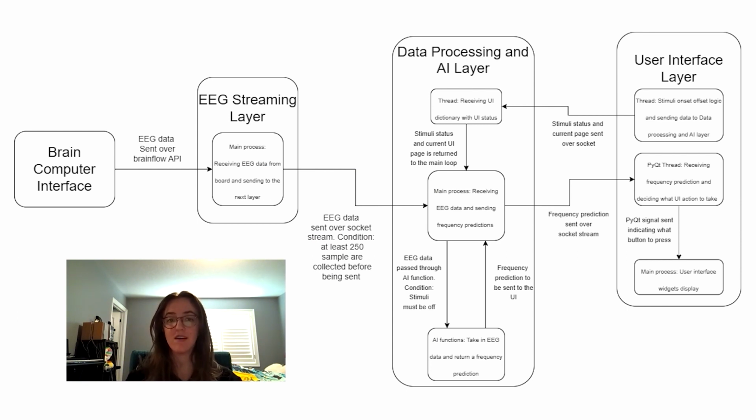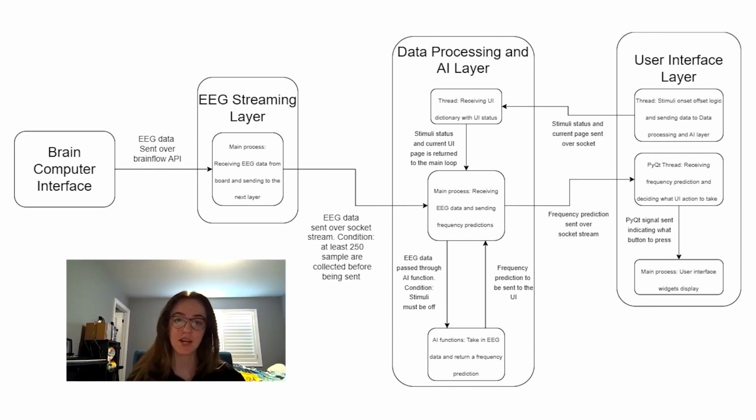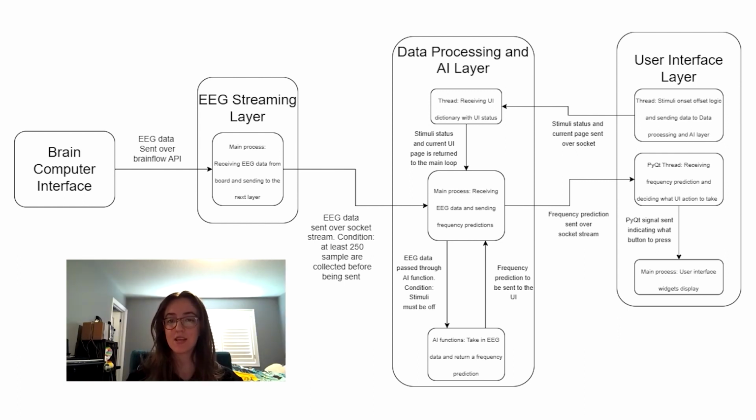A couple of our notable decisions were deciding to use sockets to transfer data, making each of our layers into a process, and using PyQt threads and signals to interact with our UI without clicking a button. The EEG streaming layer interacts directly with the board, and it collects data using the method that we initially developed with BrainFlow. It sends this data once the BrainFlow buffer reaches 250 samples, or 1 second's worth of data.